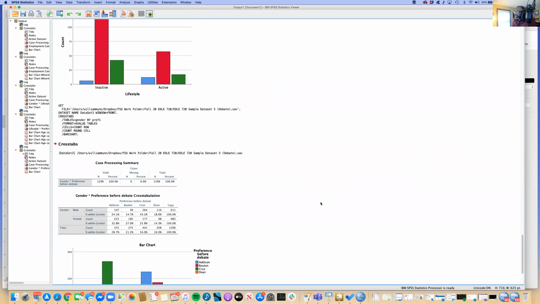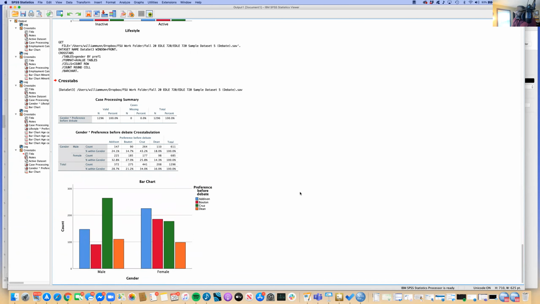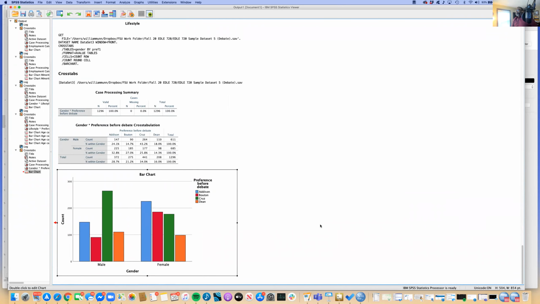All right, so we have 1296. I think I mentioned that earlier. And we're breaking down these debate choices by gender, all right? And so I'm going to ask a couple quick questions here. Let's take a look at the bar chart, because the crosstab is great, and I hope everybody was able to get their bar chart here. But it really helps you see right away who prefers who. Okay.